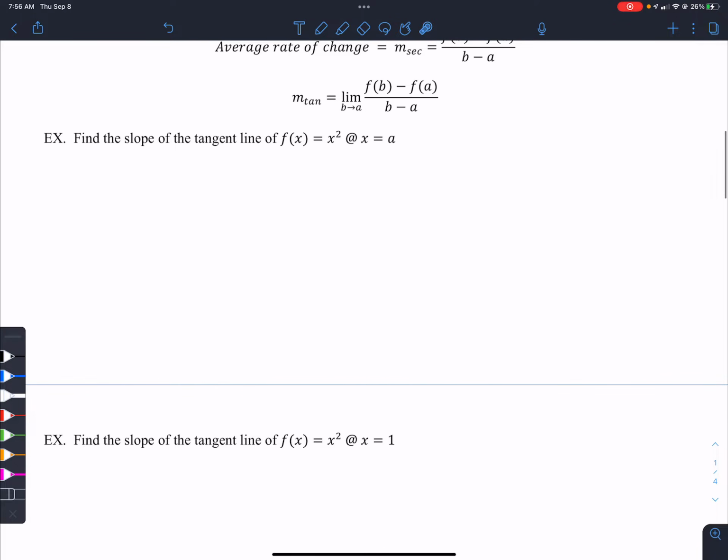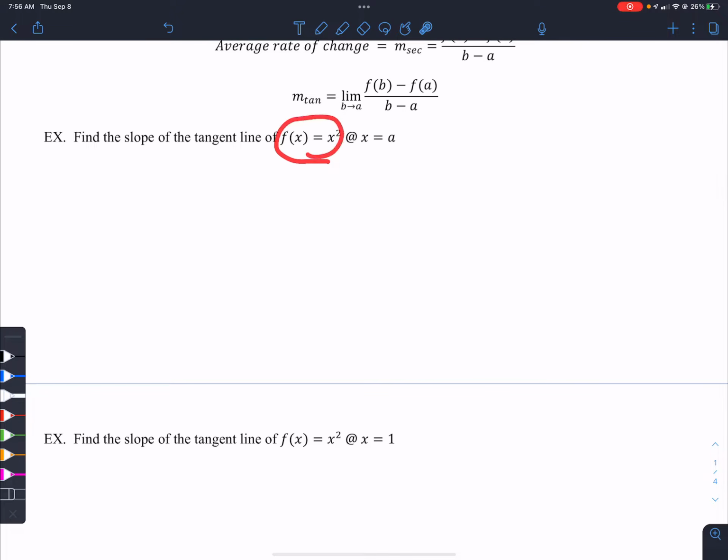Find the slope of the tangent line of f of x equals x squared at x equals a. All right, so when we see that, here we go. We do the slope of the tangent line equals the limit as b approaches a. And again, you can use any variables, but b and a are what we use a lot, so we're going to leave it like that.